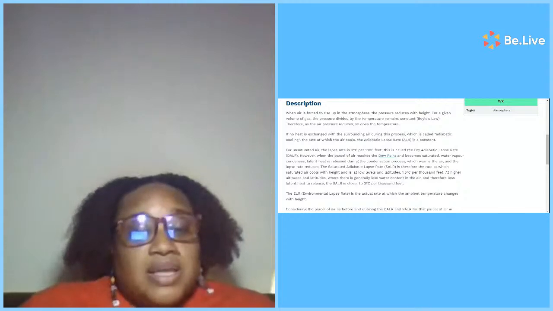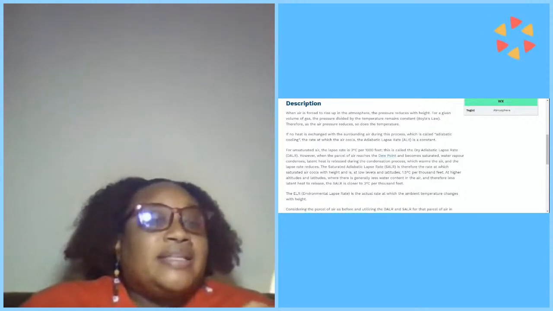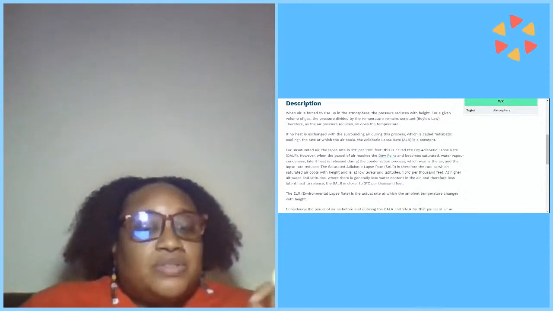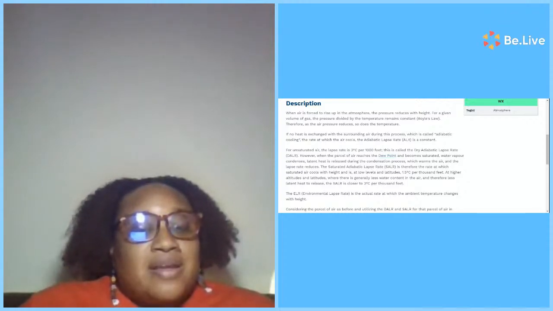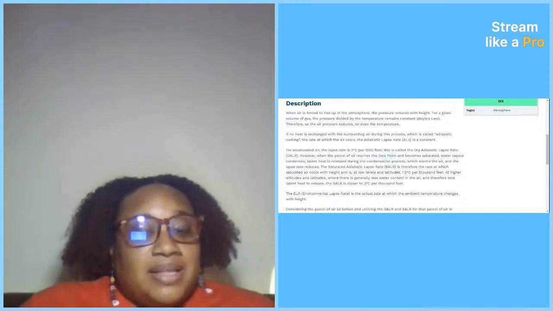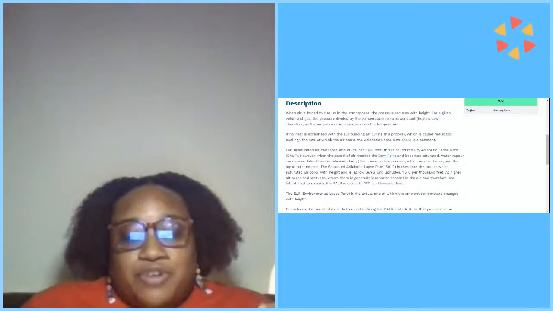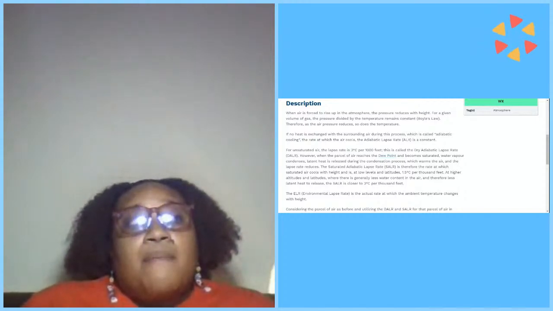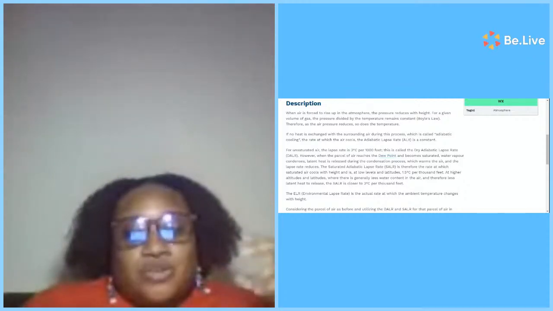So with the dry adiabatic lapse rate, you see the rate at which an unsaturated parcel of air cools as it rises or warms as it descends is 9.8 degrees per 1,000 meters. And you would notice that that is actually higher than the environmental lapse rate. And then you have the saturated adiabatic lapse rate, which is lower because it is, of course, wet. So it's at cooler temperature.